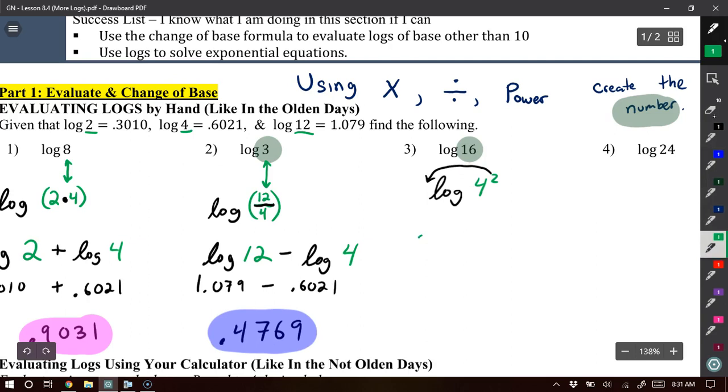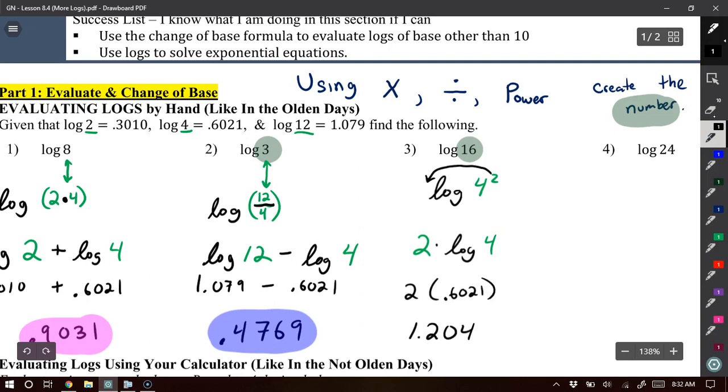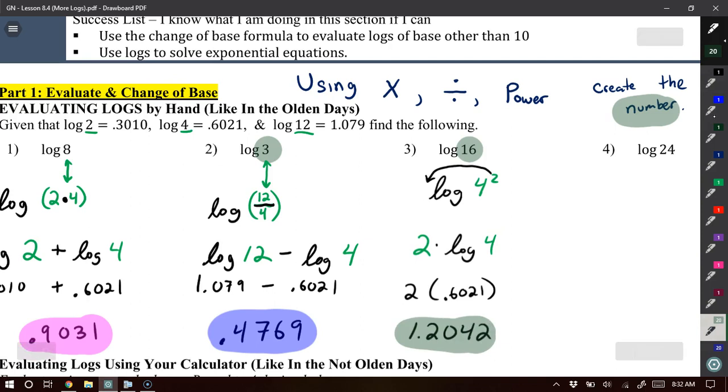So I could say 2 times the log of 4, and I have 2 parentheses. Log of 4 is 0.6021. So I get 1.2042. And that is the answer. Now that's me. And what's interesting is that's one way of doing it.